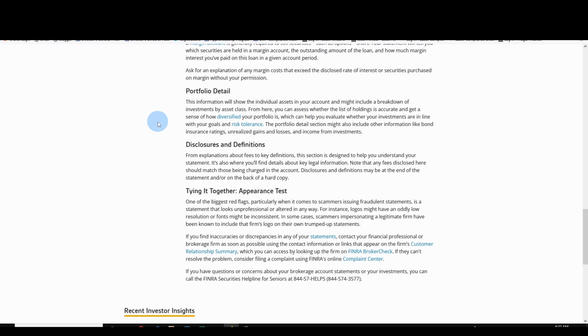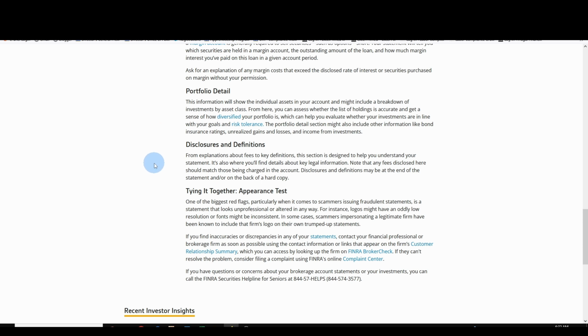Portfolio detail. This information will show the individual assets in your account and might include a breakdown of investments by asset class. From here, you can assess whether the list of holdings is accurate and get a sense of how diversified your portfolio is, which can help you evaluate whether your investments are in line with your goals and risk tolerance. The portfolio detail section might also include other information like bond insurance ratings, unrealized gains and losses, and income from investments.